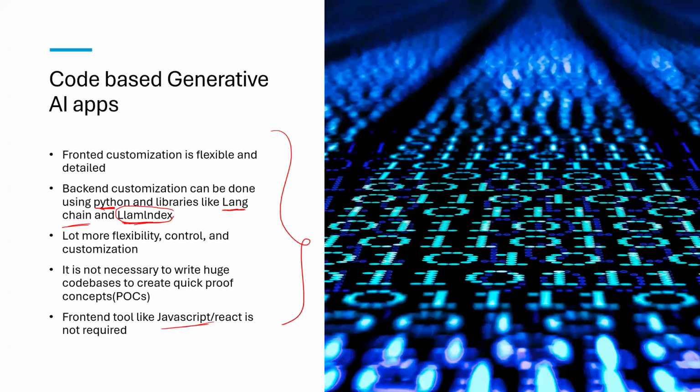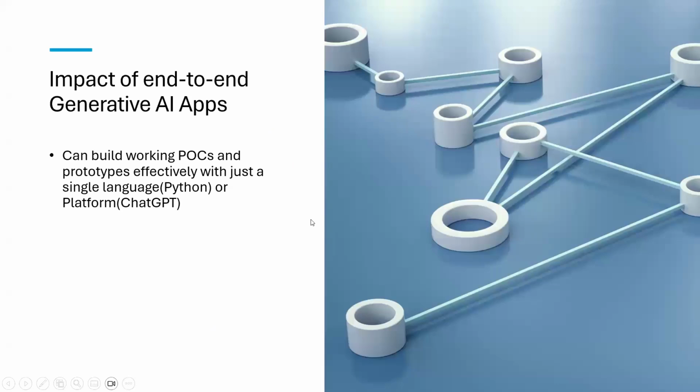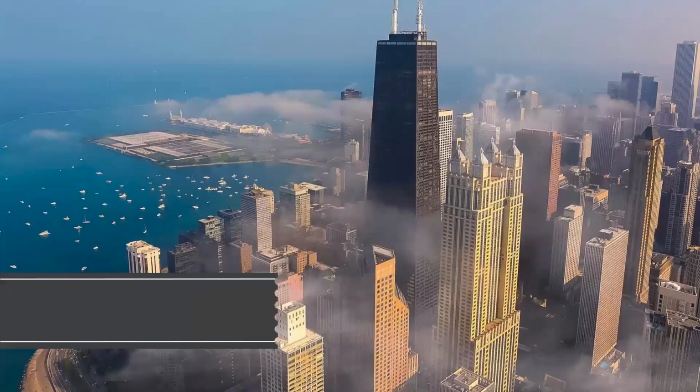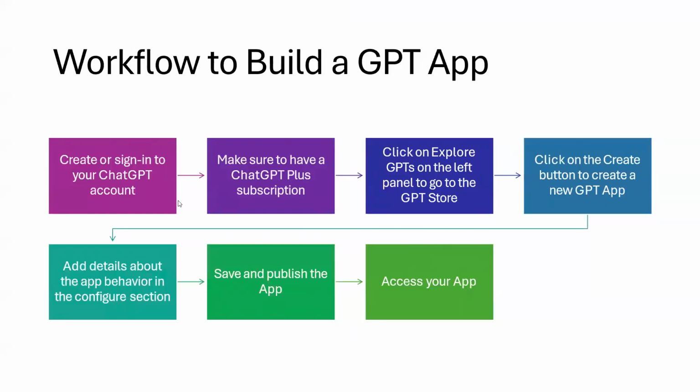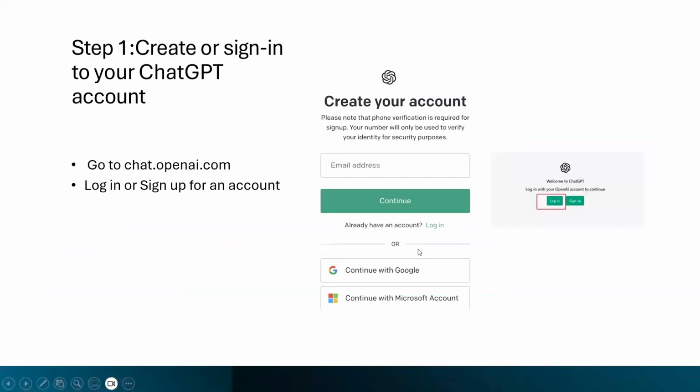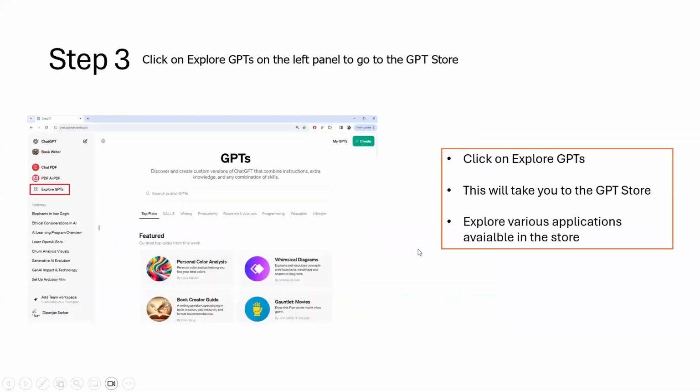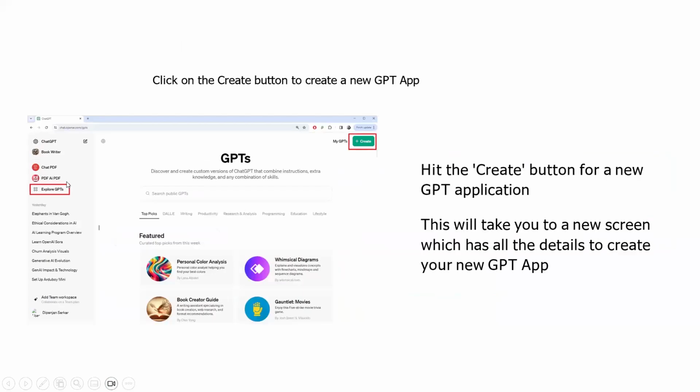Any questions? Any doubts? So you can build on a single platform like ChatGPT, right? Building apps. Tomorrow, maybe in the next class, I will take one demo again. There I can show you how to build the workflow: create a sign-in to ChatGPT, make sure you have the OTP, the permission and subscription, explore GPTs on the left-hand side, how to create, add buttons, behavior configuration, publish the app, and access your app. I can show you that as a demo. Upgrade to Plus, right? Explore GPTs, right? Hit the create.